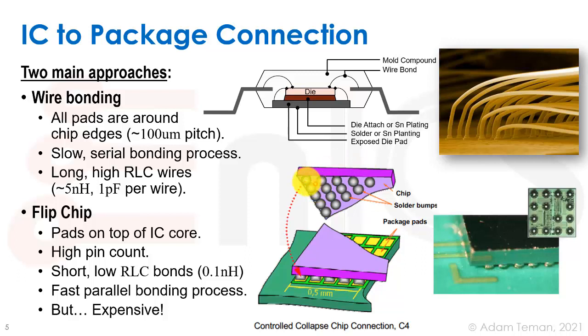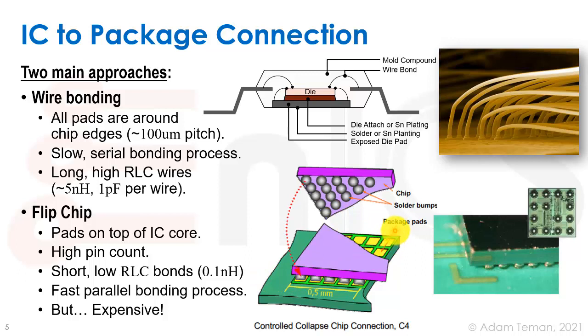So first of all, as I said, it's this parallel type of bonding process. It happens real fast. Second of all, instead of having this long wire, which has a nice big RLC, so you can see it has like 5 nanohenry and 1 picofarad per wire, we get these really short connections which have 0.1 nanohenry or so. We can get a much larger pin out, pin count with the flip chip over the wire bond. The problem is that it's really expensive.